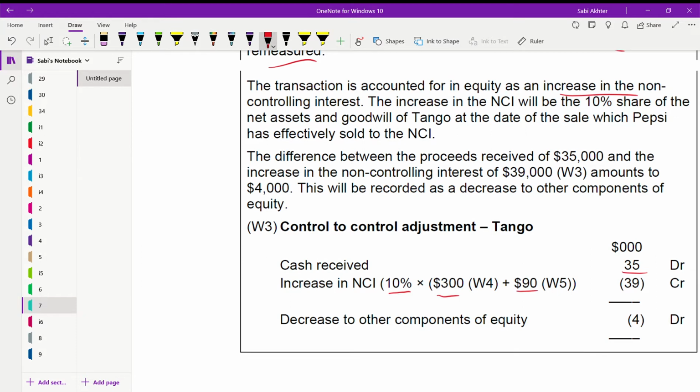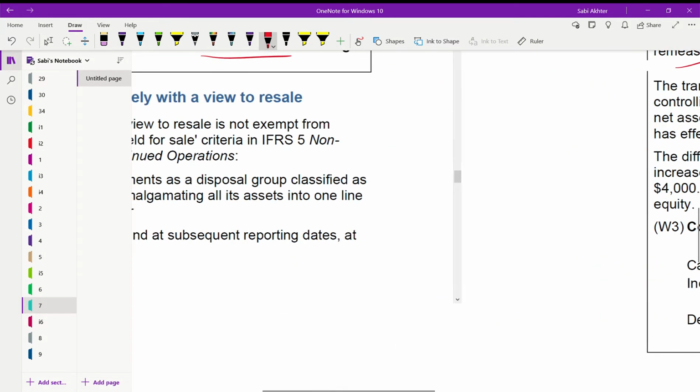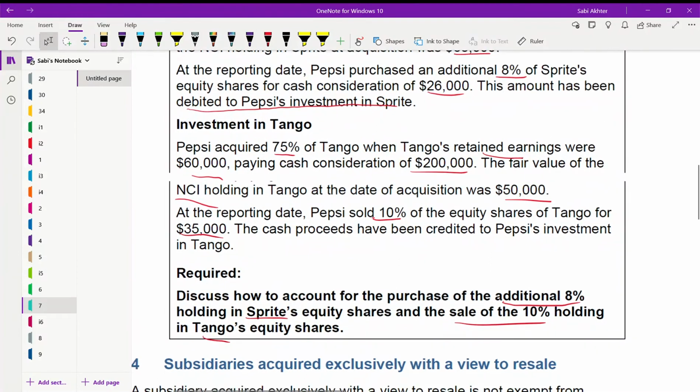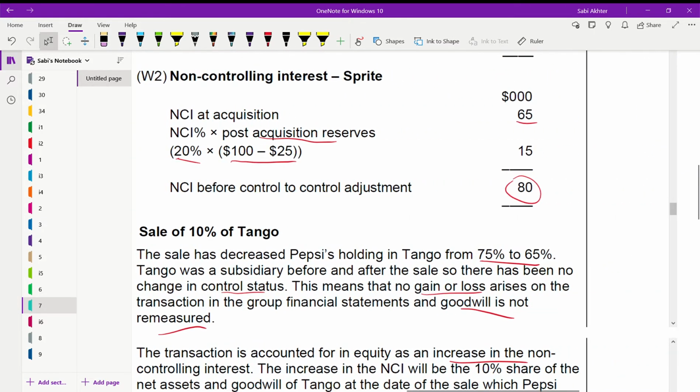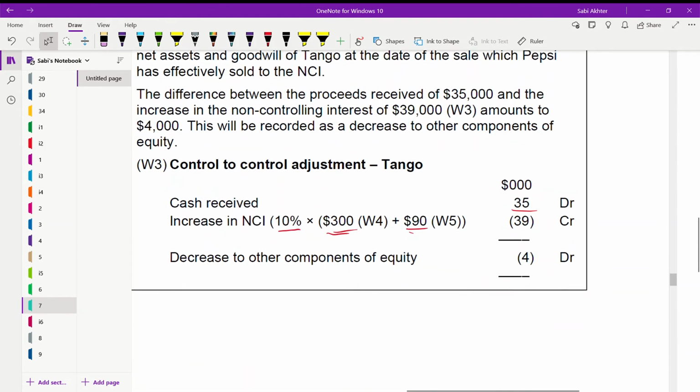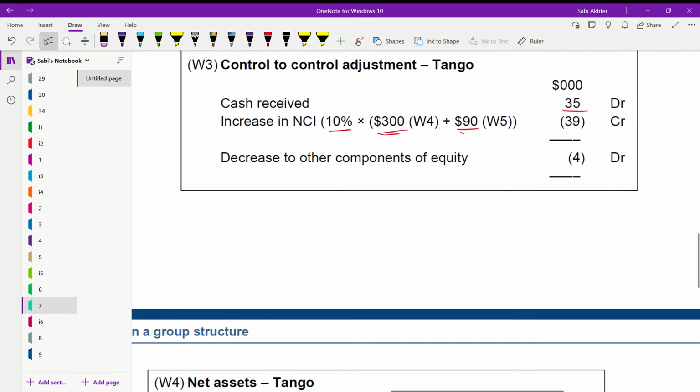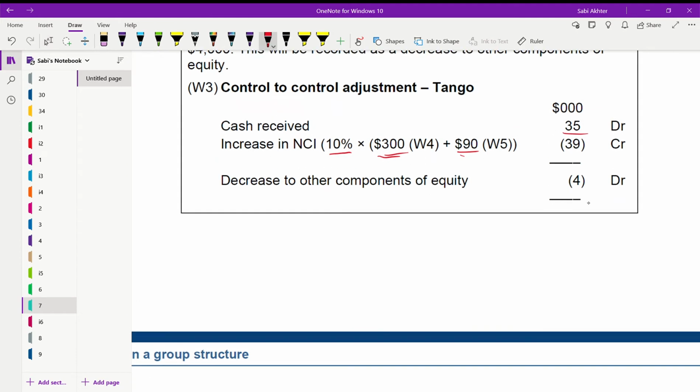That means this is the net asset. This is the goodwill that you have to calculate. If they don't give you the NCI... Did they give you the NCI here? No. They give you the NCI at the date of acquisition as 50,000. You need it at the date of disposal. It's not given. This is a decrease if you see, because cash received is less than your increase in NCI.